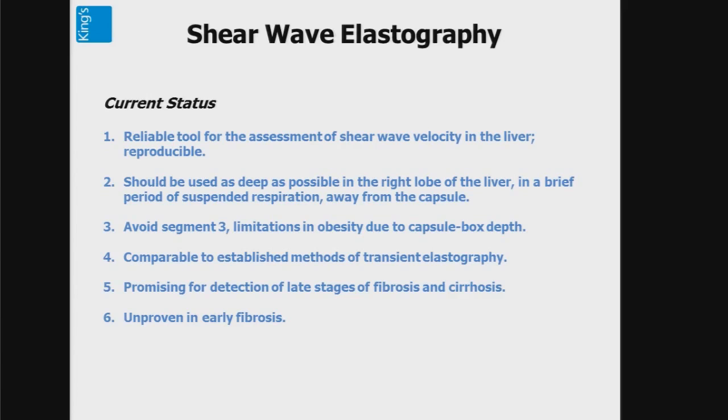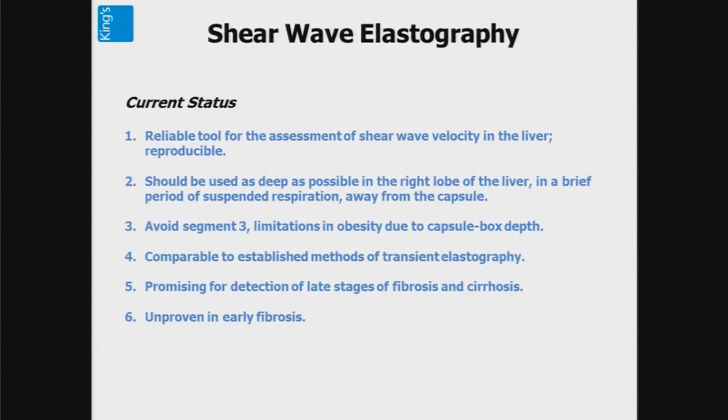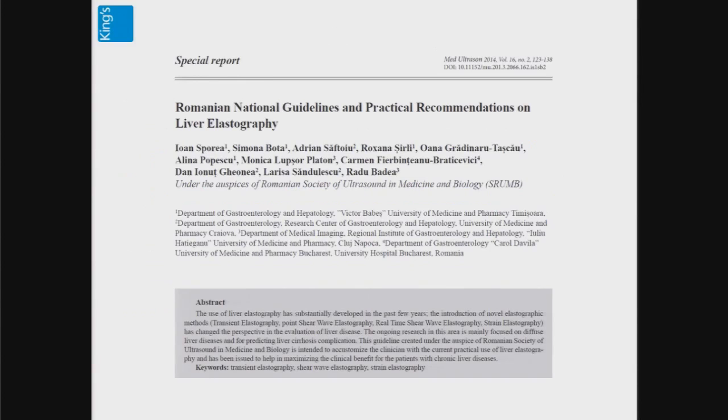It's comparable to the existing technology, the FibroScan, the transient elastography, but it's probably going to prove in the long term to be better because it's improving all the time. And it's very good in the late stages of fibrosis and cirrhosis, but still really not proved in those early stages of fibrosis. So where do we go from here?